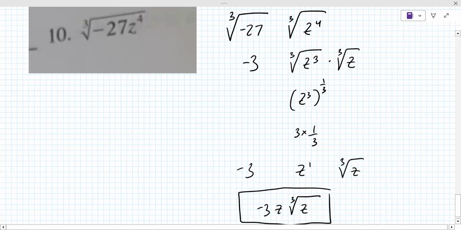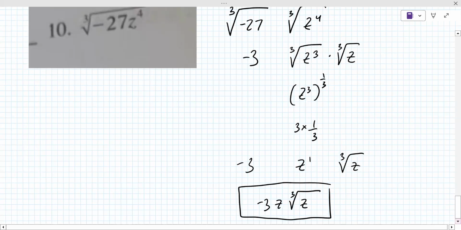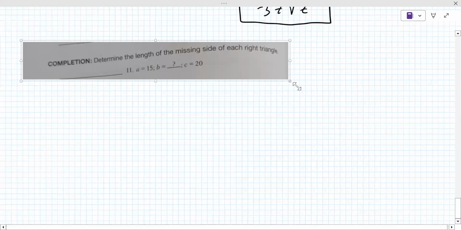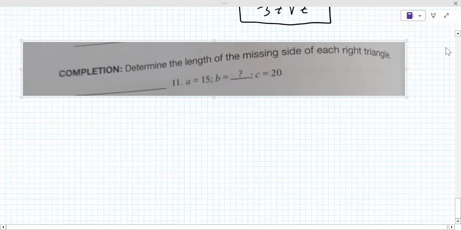All right, so it's a little slow down in our trajectory here, but we're going to get back to doing a little bit faster questions here. Let me know when you're ready and we'll look at number 11. Okay. All right, so number 11 here. It says determine the length of the missing side of each right triangle.